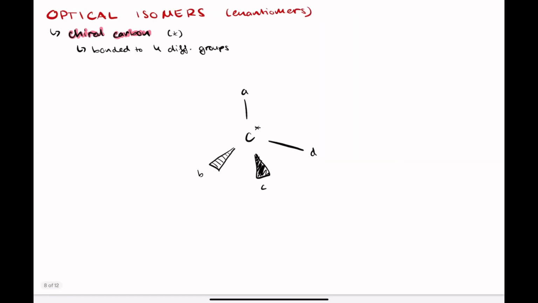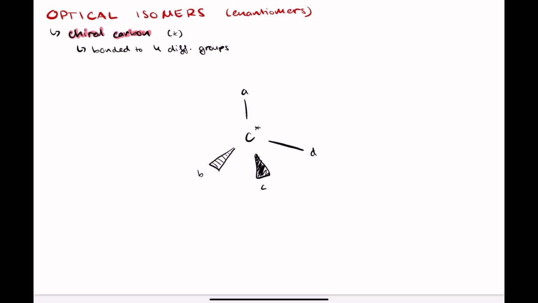Now let's move on to optical isomers. Optical isomers occur when we have a chiral carbon. And a chiral carbon is a carbon that is bonded to 4 different groups. What makes it special is that if a carbon is bonded to 4 different groups, it's asymmetrical, so it's unbalanced due to the dipoles, and it has different geometries on each of those 4 different groups. So for example, one is longer, one is shorter, etc.